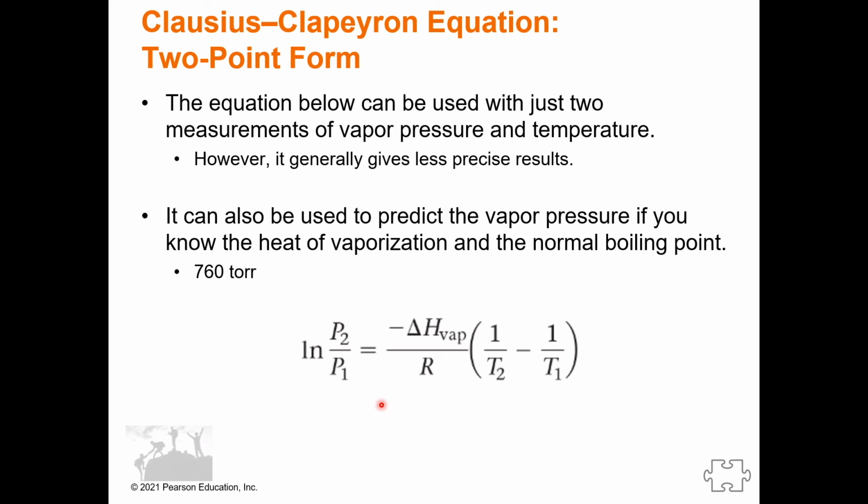Now one thing that you have to remember, if normal boiling point is mentioned, you have to remember 1 atm or 760 torr or 760 millimeters of mercury. Okay, whatever variable that they give you.